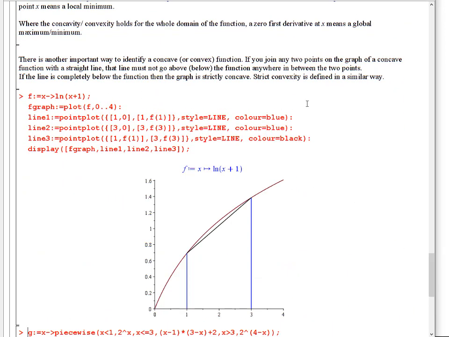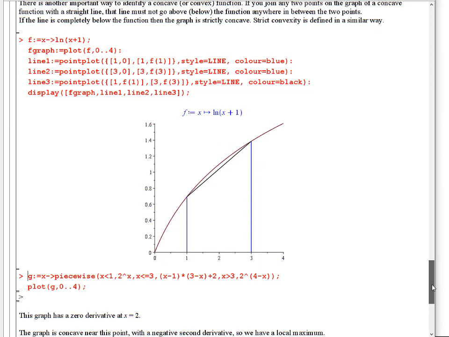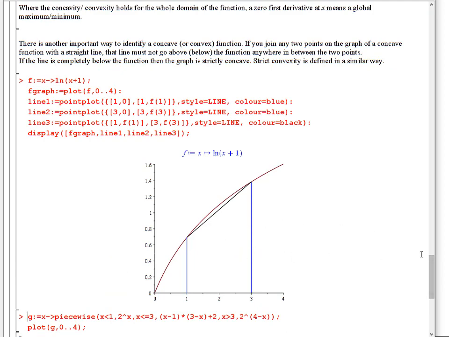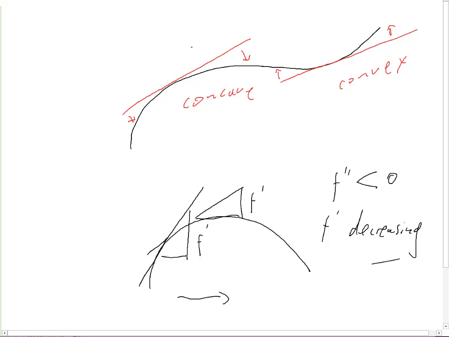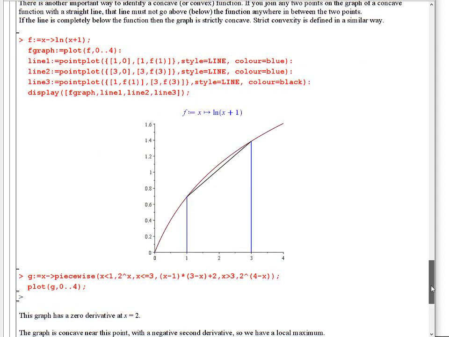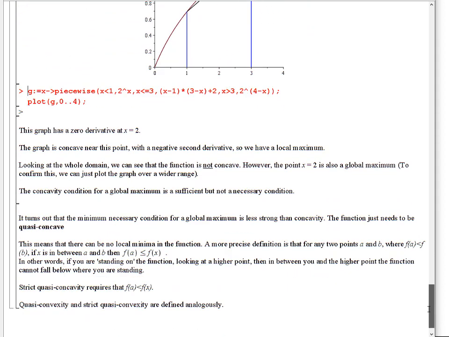Another way of defining it is that if you draw a line connecting 2 points on the graph, if it's always below the graph, then that's another way of saying you've got a concave graph. Can you see that? That's always below, so it's concave. And if that's true for anywhere, then it's called strictly concave. So this graph is concave here, but it's not strictly concave because this part goes convex.